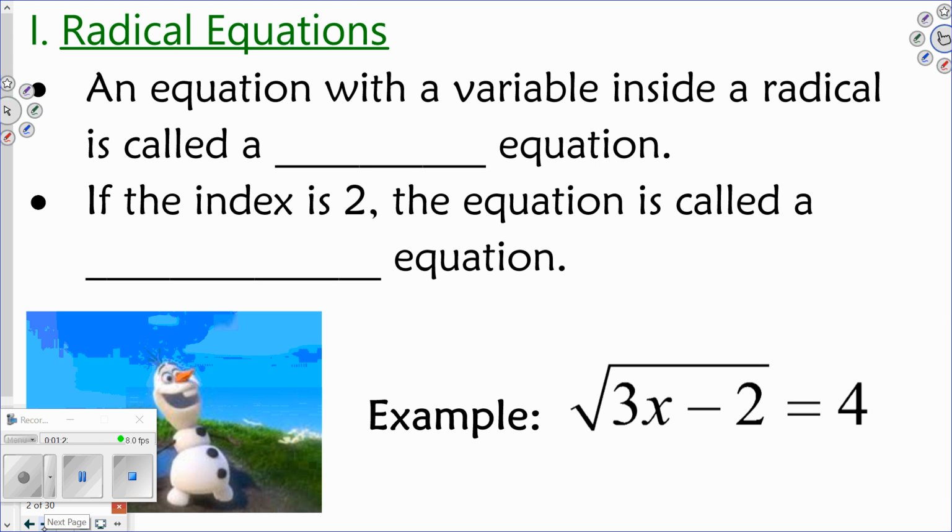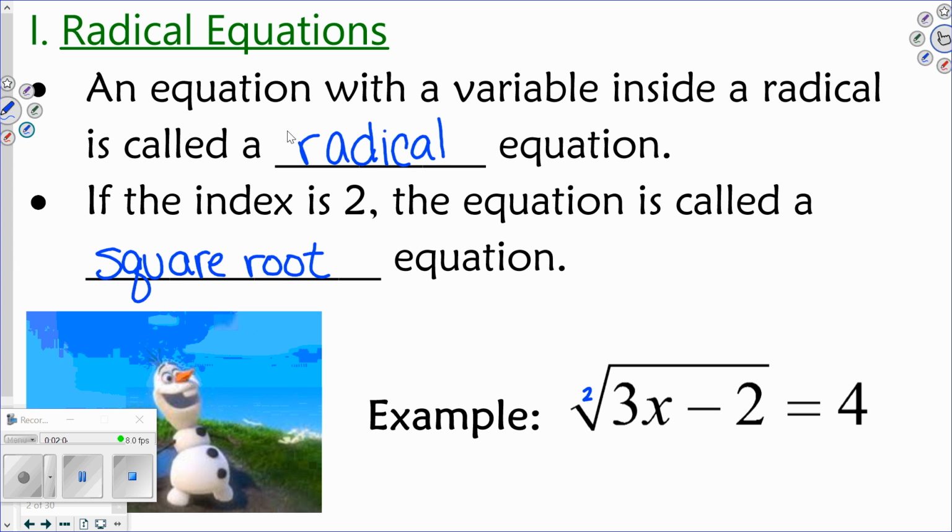Okay, so part one, radical equations. An equation with a variable inside a radical is called a radical equation. That's the first type we're going to look at: how do we deal with radicals in our equations. If the index is 2, the equation is called a blank equation. What does it mean if the index is a 2? It's a square root. It's a square root equation. Like down here is an example of it. If there's no index, we know that unspoken number in there is a 2. So that's a square root equation, and that's the type of thing we're going to look at solving.